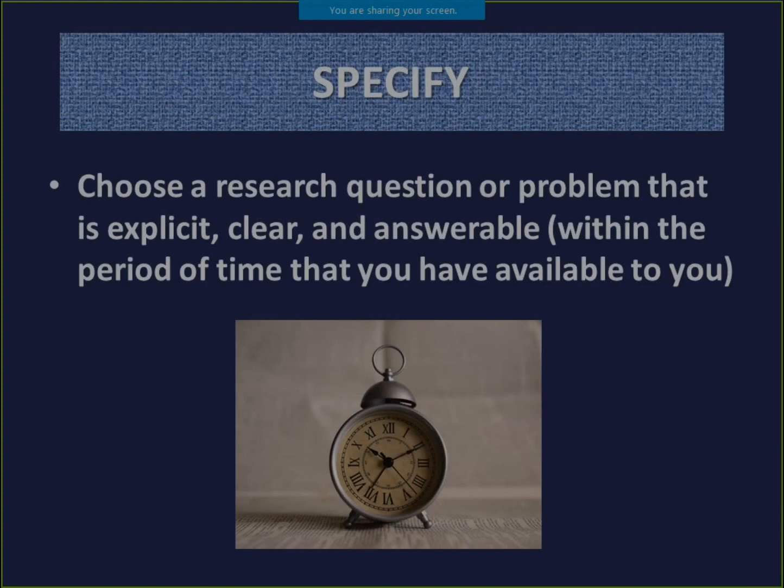Next, based on that observation, specify or formulate the exact question under study. And you're going to want to choose a research problem or question that's clear and answerable within the period of time that you have available to you. And that's really important. So if you have 1 year to carry out a research project, make sure that the research question, to the best of your ability, is something that could be answered in that period of time. You'll have a very different type of research question if you're going to conduct a 3-year project. And if you have only 3 months, it will be different altogether.